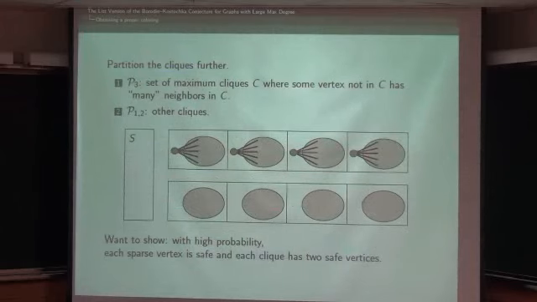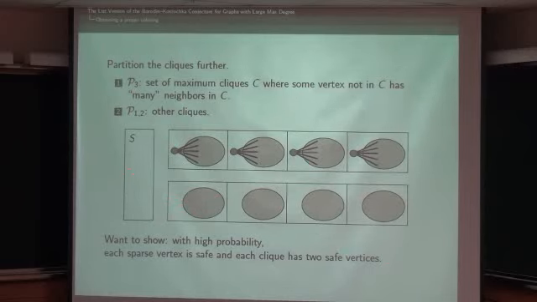Right? So we have this decomposition. After we have it, we want to partition these cliques even further so we can make our lives easier when we're trying to apply the local lemma. So the most important clique is a clique where you have some vertex. So this is a clique, and this script P sub 3 is the set of all cliques where there's some vertex outside of the clique that has many, many neighbors inside C.